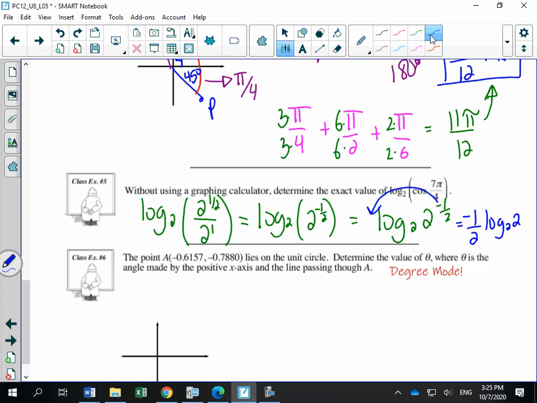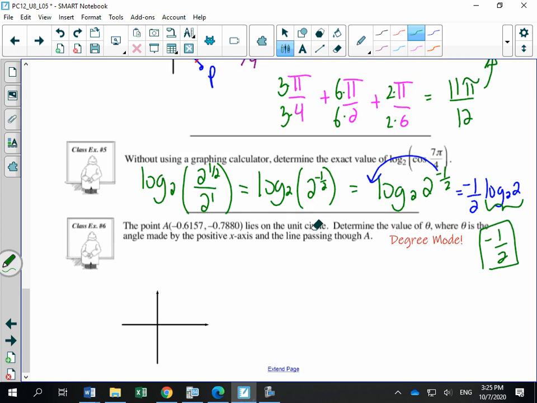And then what is your answer? When your base and your argument are the same, the answer is always 1. Log base 2 of 2 is 1. So negative 1/2 times 1 would give me an answer of negative 1/2. And that's how you do that question. Okay, last class example, and then you could do some homework questions, and then there's going to be one more part for this lesson 5.